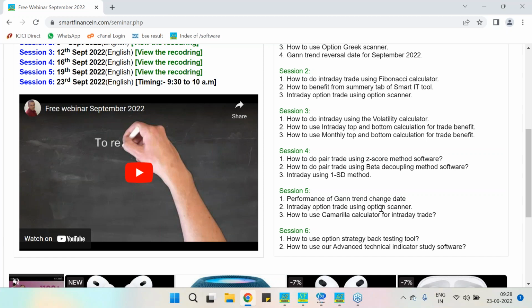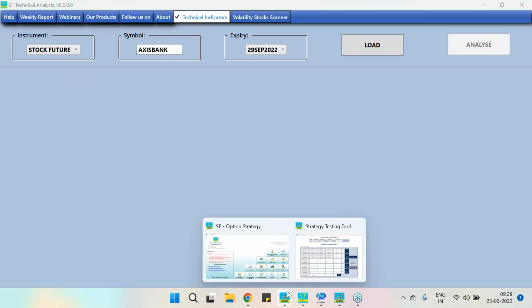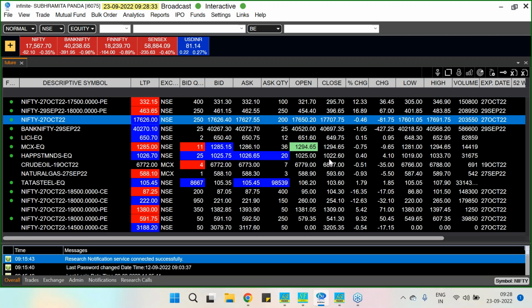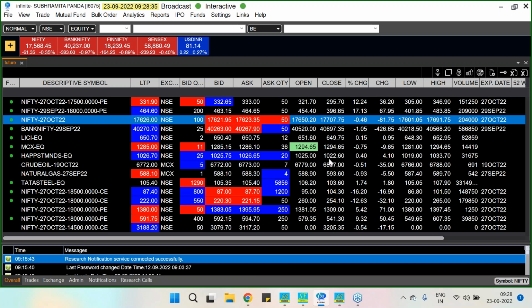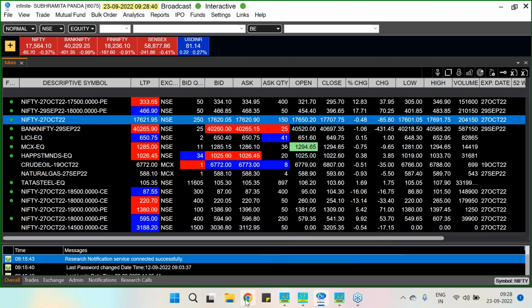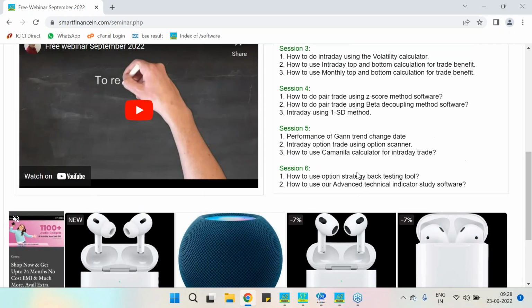Gautam has explained it, and here I also took an intraday trade using the option scanner. I also explained how to utilize the Camarilla calculators. In Camarilla, I told you that we have added new features like the cycle theory into the analysis. This is the Camarilla feature we have, which is unique from the original Camarilla. That part I have also explained, and today is the last, sixth session.